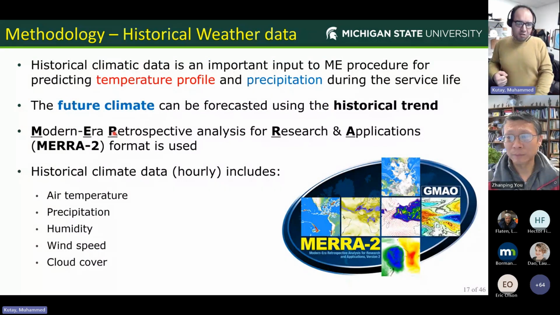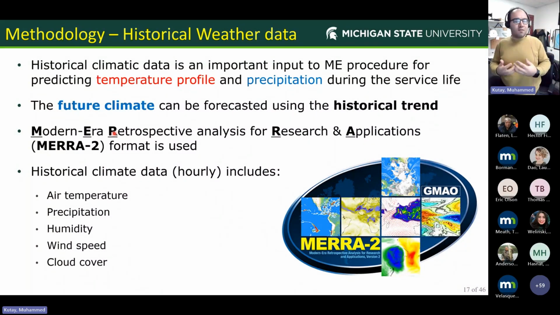The last thing is the historical weather event, which is very familiar in the MEPDG as well. We are using the historical trend of temperature, precipitation, humidity, wind speed, and cloud cover. These are the inputs to the EICM. And we have our own model, which we call MCLIME, a climatic model, to forecast the future climate. So these 3 are the main inputs to the UPDAPS.